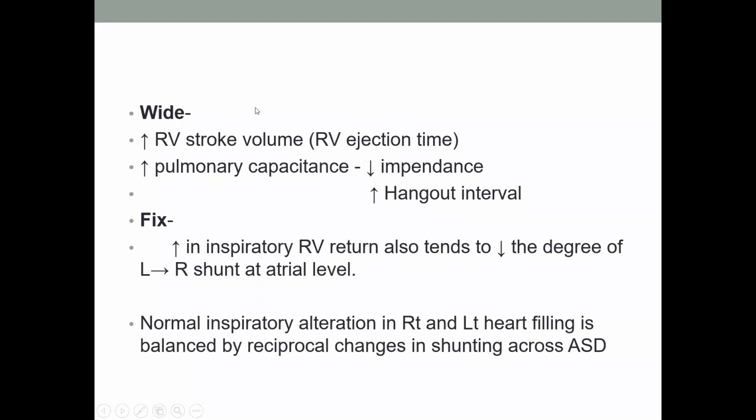So somebody did ask this question in our chat box, to explain this. I don't know who the person was, but somebody did ask about the hangout interval. Yes, that's important. In ASD, the key important thing is the hangout interval. What is the hangout interval? Contrary to popular belief, we always think it is the pressure which drives the blood flow. It's not true at all, because whenever there is a shunt physiology, whether it is ASD, a large VSD or a large PDA, the pressure between the two chambers is the same.